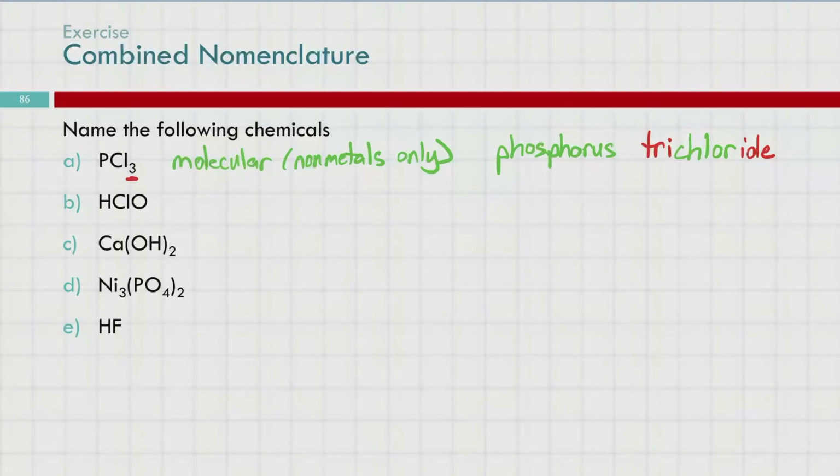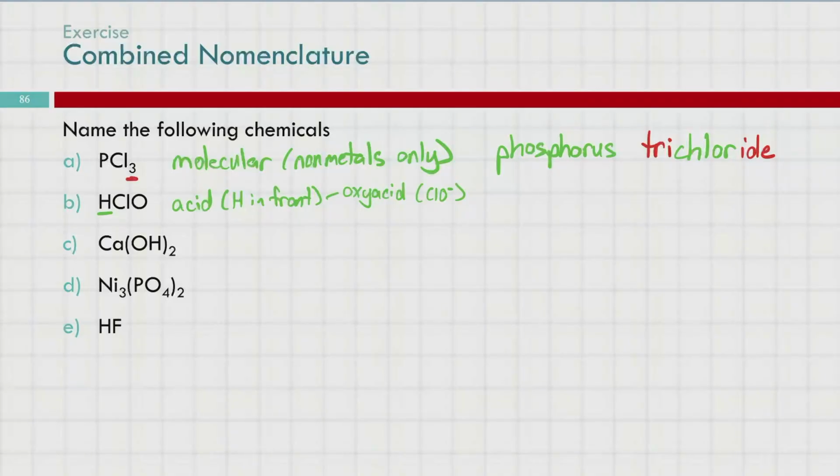Next one up, we've got HClO4. What kind of compound is HClO4? It's an acid. We know it's an acid because it's got H in front. What kind of acid is it? Is it binary or oxyacid? It's an oxyacid. We know it's an oxyacid because there's oxygen. It's also not just 2 things. We've got ClO4. So ClO4 is our oxyanion.